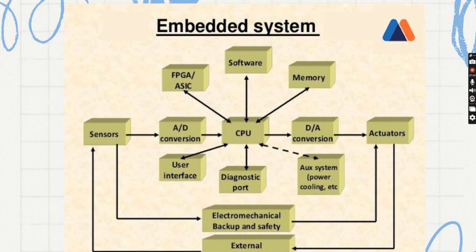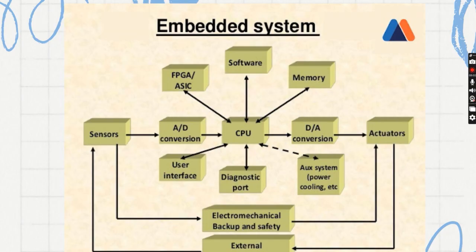And there we have one more converter called DAC. DAC means digital to analog converter. It takes the digital output from the CPU and converts it into an analog signal, and then it will pass that signal to actuators. We have various components along with the CPU.